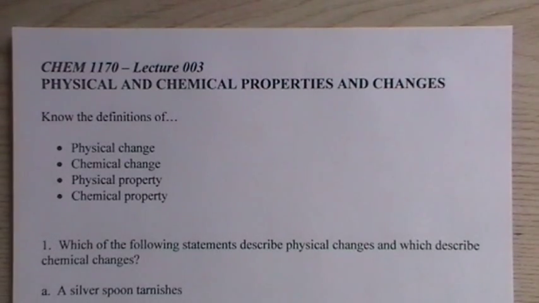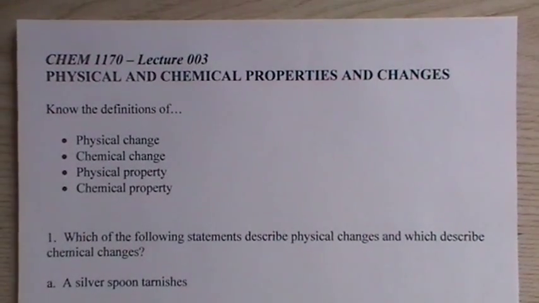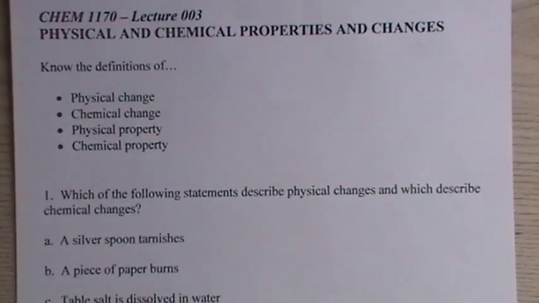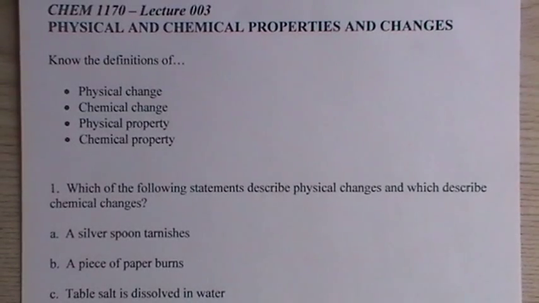Okay, lecture 3 covers physical and chemical properties and physical and chemical changes. So you should know the definitions of each of these terms, but the best way to talk about them is just to go right into a problem. Which of the following statements describe physical changes and which describe chemical changes?